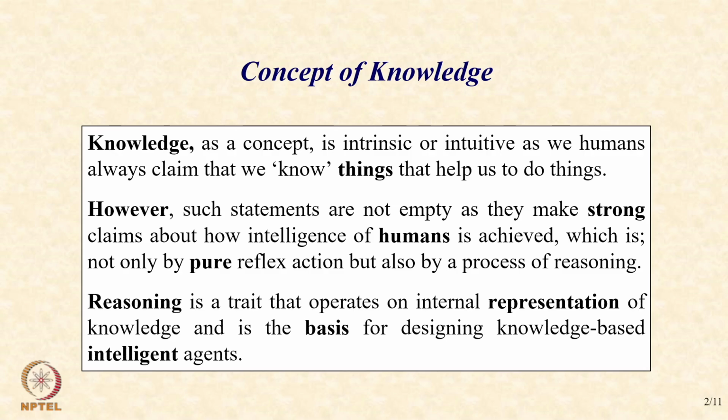So, reasoning is a trait that actually is operating on the internal representation of the knowledge, and essentially is the basis for designing knowledge based intelligent agents, which means that if I have collected knowledge from various sources, a lot of knowledge, and then I start doing the connection between the various components of that knowledge in a logical manner or in a kind of a reasoned framework, then I am in a position to take actions which are likely to be intelligent as well as rational, and that becomes the basis for designing knowledge based intelligent agents.